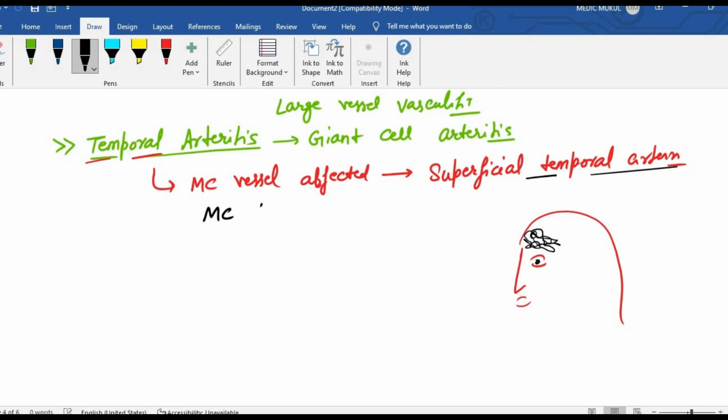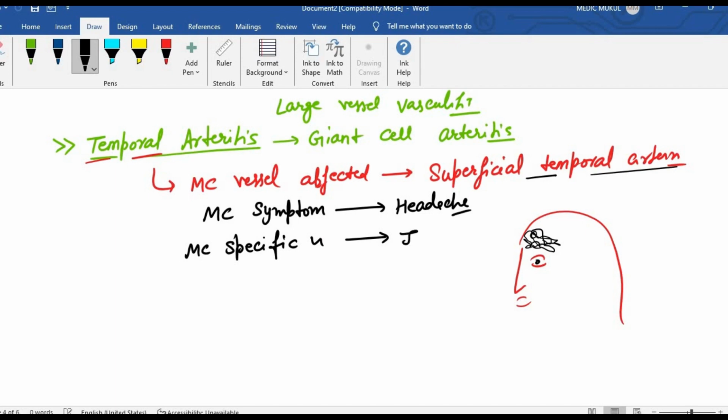If we have any problem here, we will just press that area. The most common symptom is headache. The most common specific symptom is what? That is jaw claudication. You will hear this term many times. Jaw claudication means the jaw is not able to move. So the patient will have jaw claudication, or jaw pain will be there.